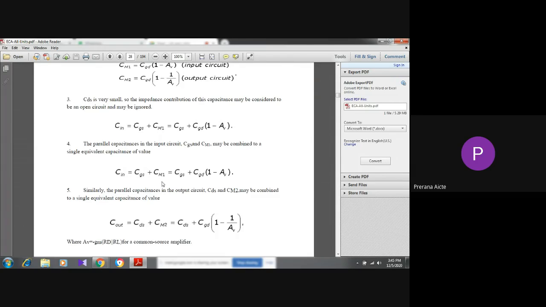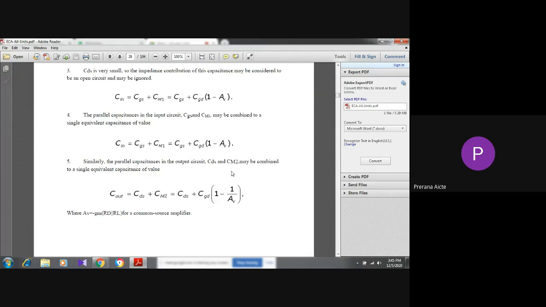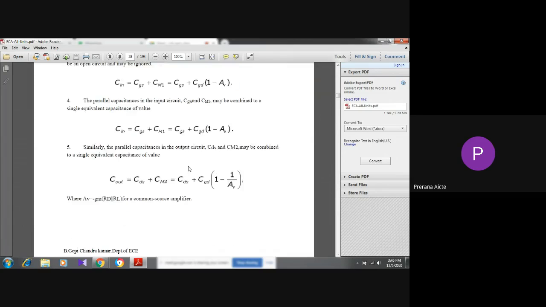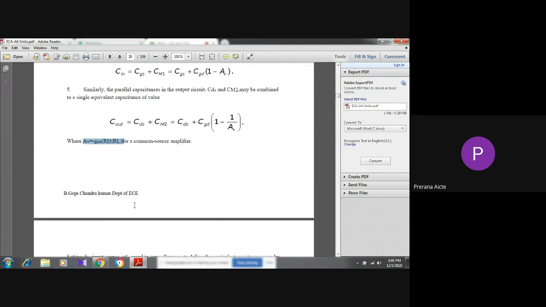Similarly, Cn = Cgs + Cm1. Again, I substituted this formula. So the parallel capacitance in the output circuit, CDS and CM2, may be combined to a single equivalent capacitance. So Cout is equal to CDS plus CM2. CM2 means CGD times (1 minus 1 by AV) from the output circuit. So Cout = CDS + CGD (1 - 1/AV), where AV means voltage gain, minus gm times (RD parallel RL). This is for the common source amplifier.